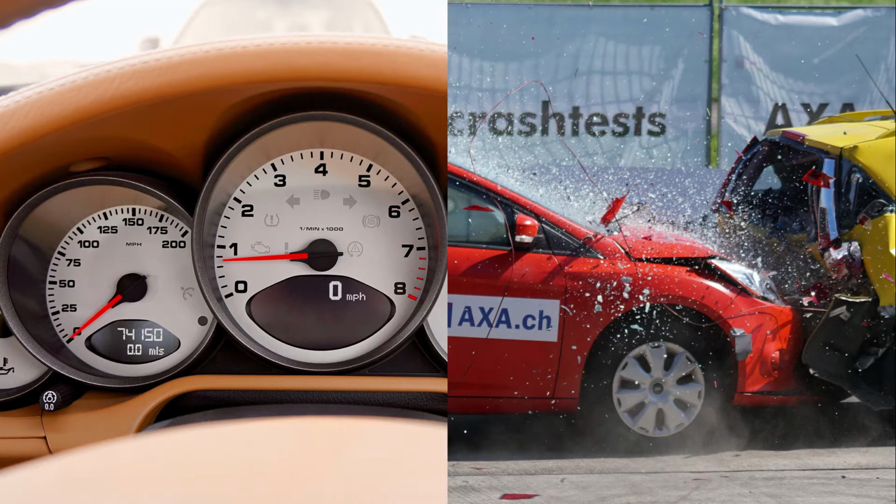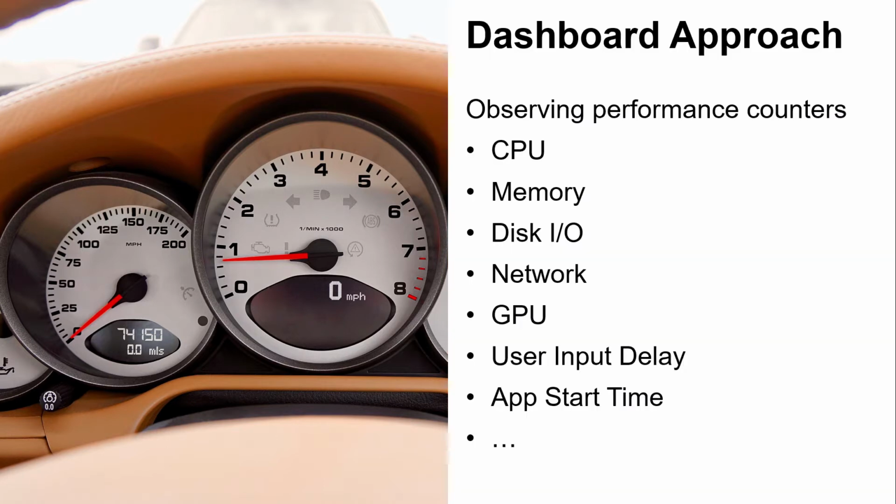There are two ways you can look at individual key criteria for user experience. One way follows the dashboard approach, while the other follows the crash test approach. I will walk you through both and show you examples. The dashboard approach is typically used in production environments.